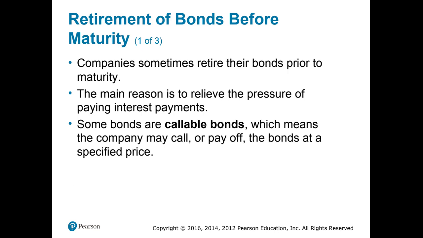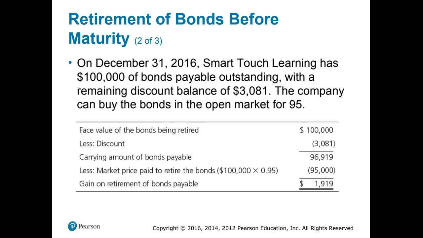Companies sometimes retire their bonds prior to maturity. The main reason is to relieve the pressure of paying interest payments. Some bonds are callable bonds, which means the company may call or pay off the bonds at a specified price. So on December 31st, 2016, Smart Touch Learning has 100,000 of bonds payable outstanding, with a remaining discount balance of $3,081. The company can buy the bonds in the open market for $95.